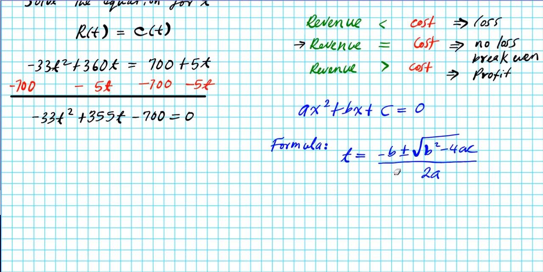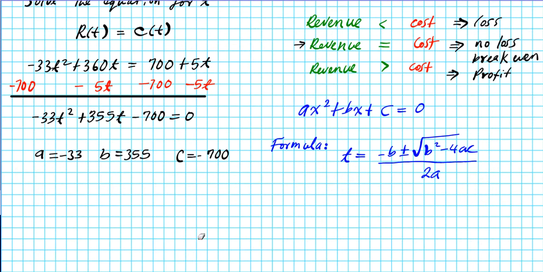Alright, so all we need is a, b, and c. We substitute it into this equation and we solve for t, okay? So a is the coefficient of the second degree term, so a is equal to negative 33. B is 355, the coefficient of t, and we have c is negative 700.